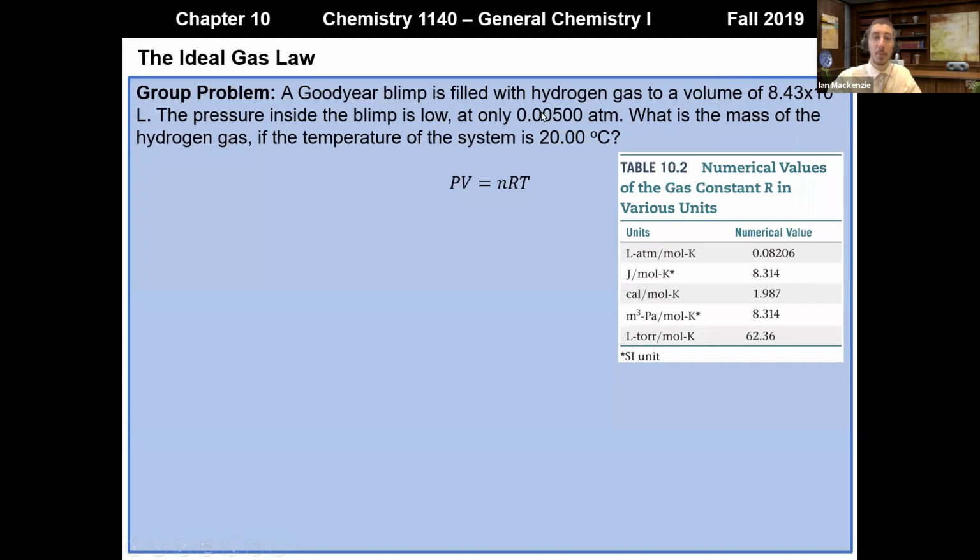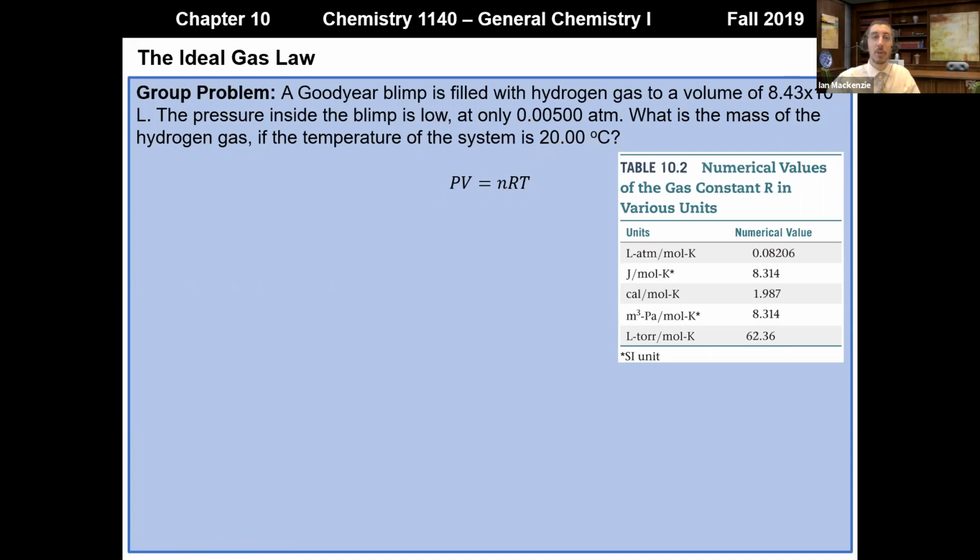So we know pressure, so we know P, we know our volume, so we know V. We know our temperature here in Celsius. We'll have to convert that to Kelvin. And we can choose an appropriate gas constant. So the only thing we don't know is the number of moles. Once I've solved for the number of moles, then I can convert from moles to mass using the molar mass of hydrogen.